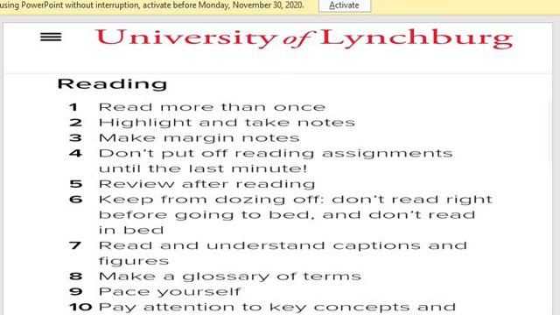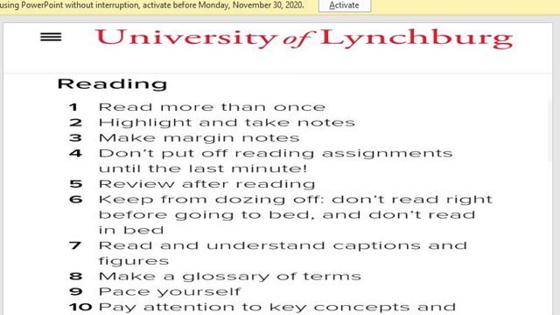Next is highlight and take notes. That is very crucial for you. Highlight all the key notes and important points. Do not miss these points while you are attempting your paper or test, because missing important points can deduct your marks.